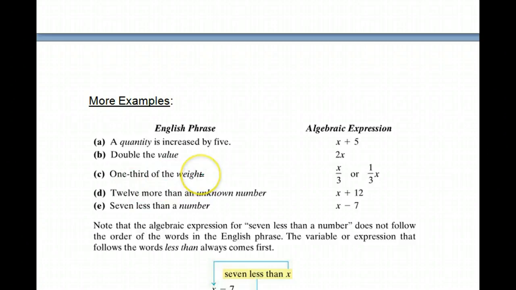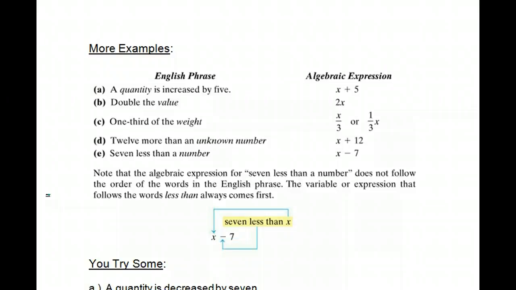1/3 of the weight. Well, we can do this 2 ways. We can either do x over 3, or we can multiply by 1/3. That's up to you. Letter D, 12 more than an unknown number is x plus 12. Letter E, 7 less than a number is x minus 7.